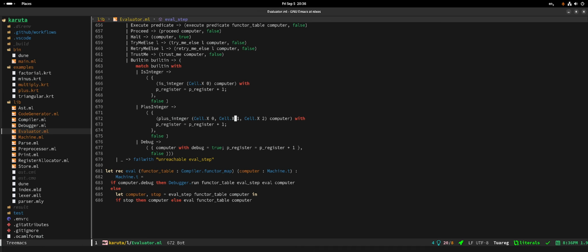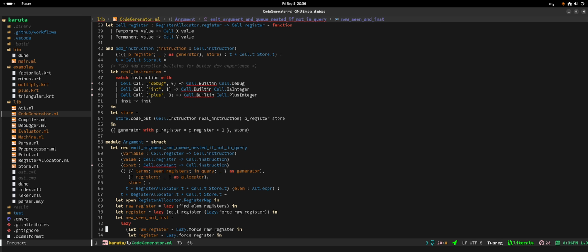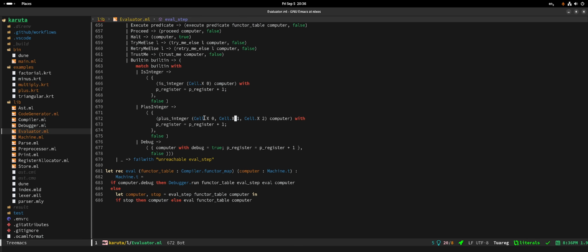Did you change the code generator to emit the plus as well? Yeah, it's there. See here? Built-in plus integer. Okay. Yeah, but this is the only change in here, by the way. I don't know if you need more changes. We shouldn't, I don't think. So in here we are basically saying 0, 1, 2, which is correct.